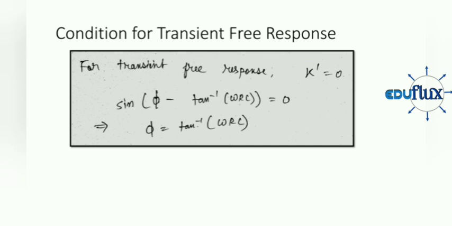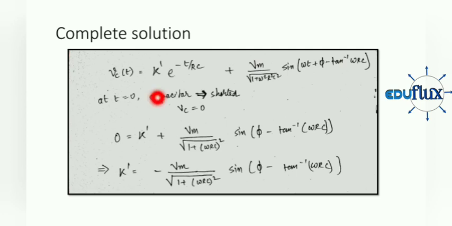Now for transient free response, k dash is equal to 0. Why am I saying this? Understand. See, our Vc, the capacitor voltage, is composed of two components. This is our transient part or the DC part, and this is the AC part. If this part is 0, then I can say that it will only remain with this much.